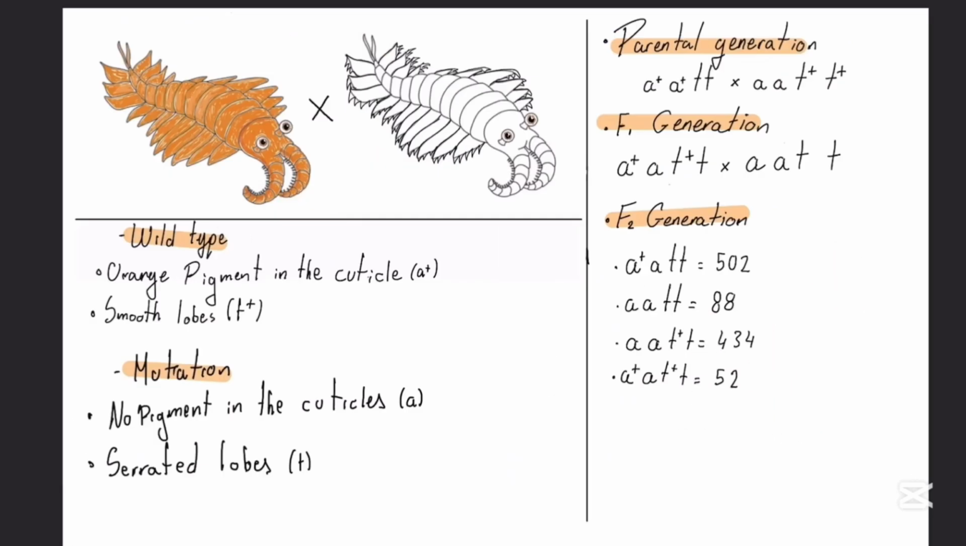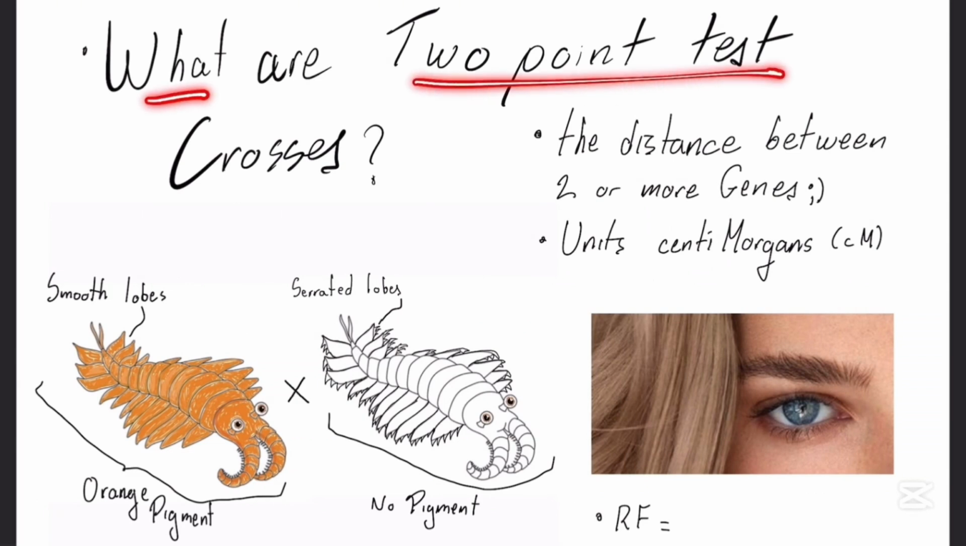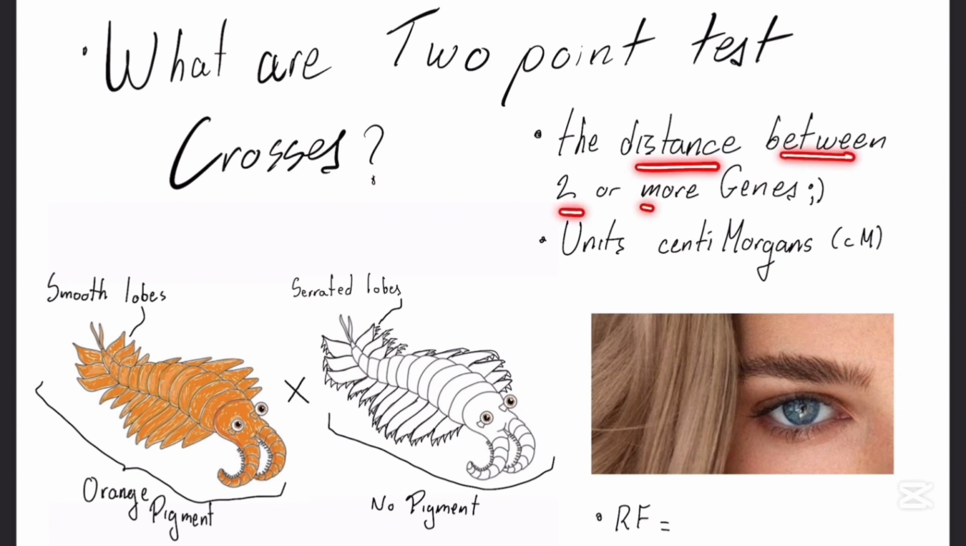So now the question is, what are 2-point test crosses? 2-point test crosses are used to estimate the distance between two or more genes, and the units are normally in centimorgans. The test evaluates two traits that are normally seen to be inherited together. As an example, in humans, the genes for hair and eye color are linked. People with blue eyes often have blonde hair. To determine whether two genes are linked, an analysis of the progeny should take place. This is done by calculating the recombination frequency.